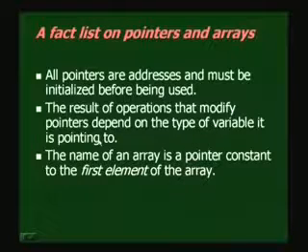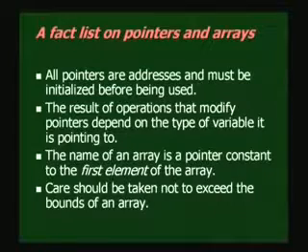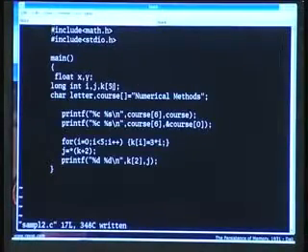The name of an array is a pointer constant to the first element of that array. We saw that just now. And when you create an array and use it, care should be taken not to exceed the bounds of an array. This is a warning for all C program users: C compilers do not check the bounds of an array. As I said here, when I say K[5], it can only store 5 elements, from 0 to 4. Now, if you try to put a fifth element, a sixth element into it, the compiler does not check it. So you should take that care.